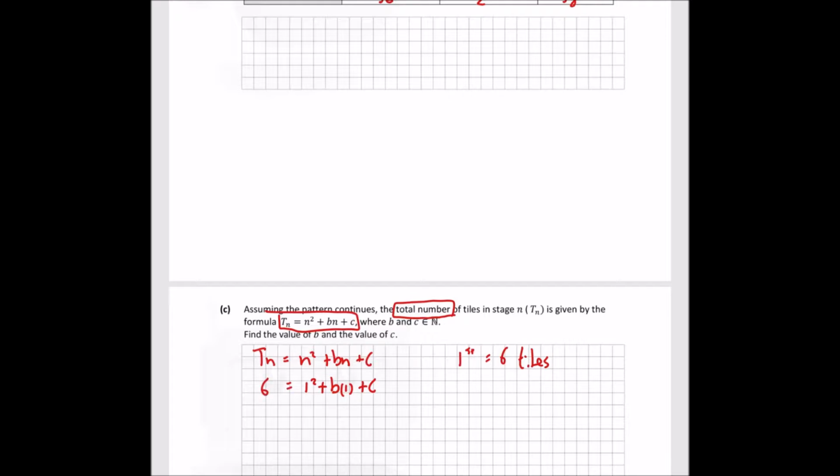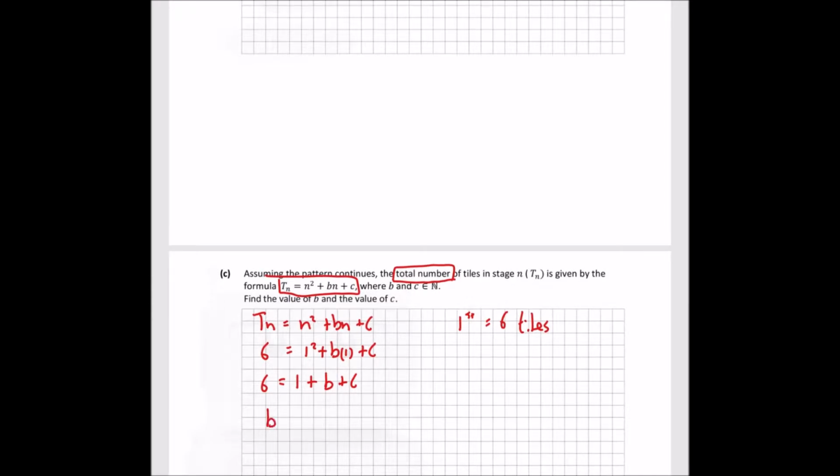Okay, so let's tidy this up. 6 equals 1 squared is 1, plus b multiplied by 1 is b, plus c. So I'll be left with b plus c equals 5. Okay, so there's an equation, a simplified equation.